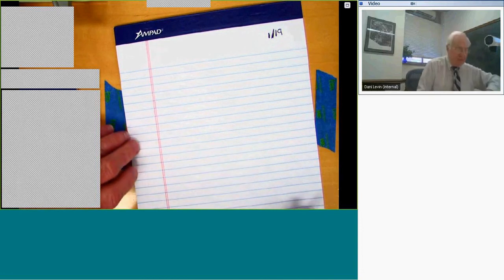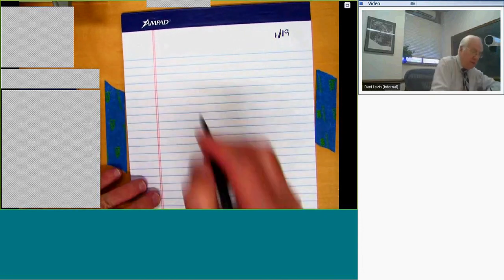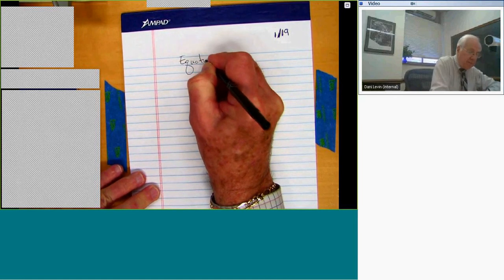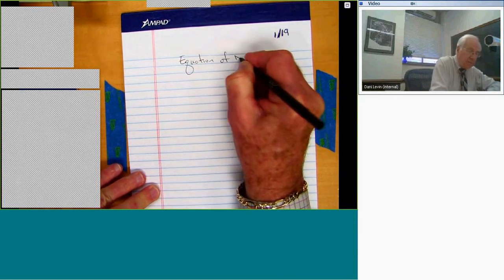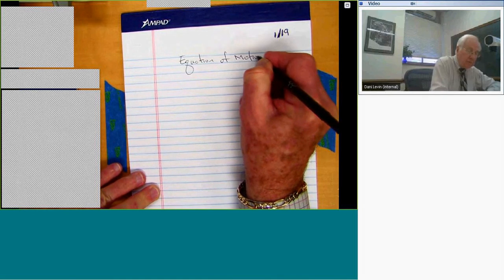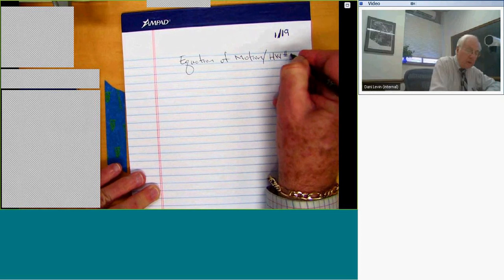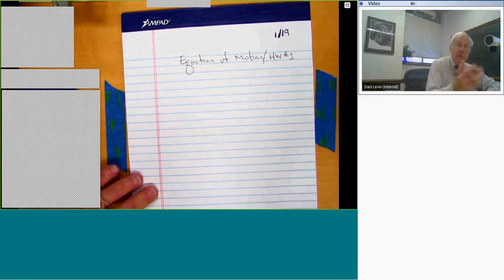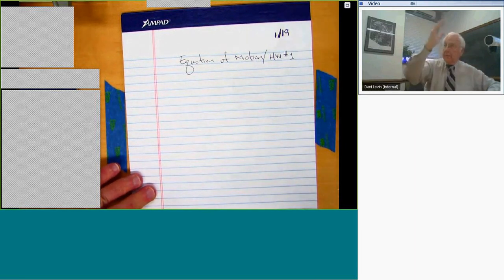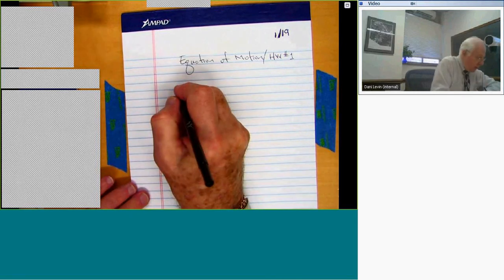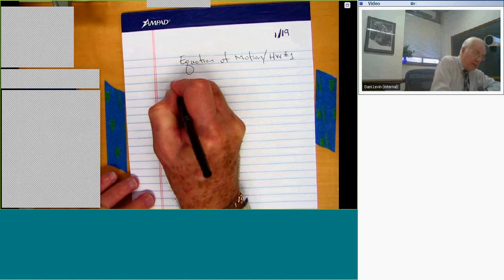So the equation, I just happen to have it with me, the equation of motion for the homework, homework number 1. It looks like this. It's in terms, of course, of that angle, the angle of twist of the spring. And it goes like this.